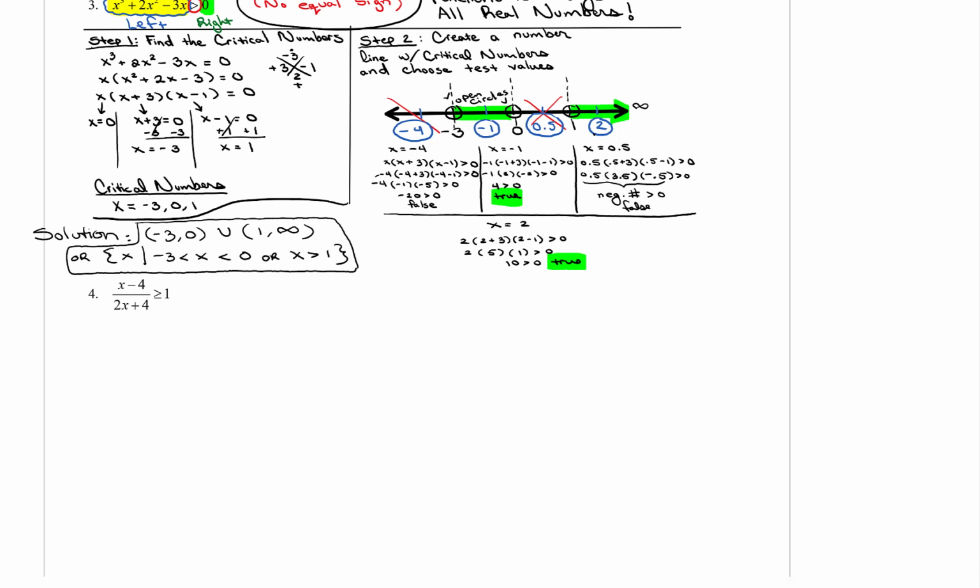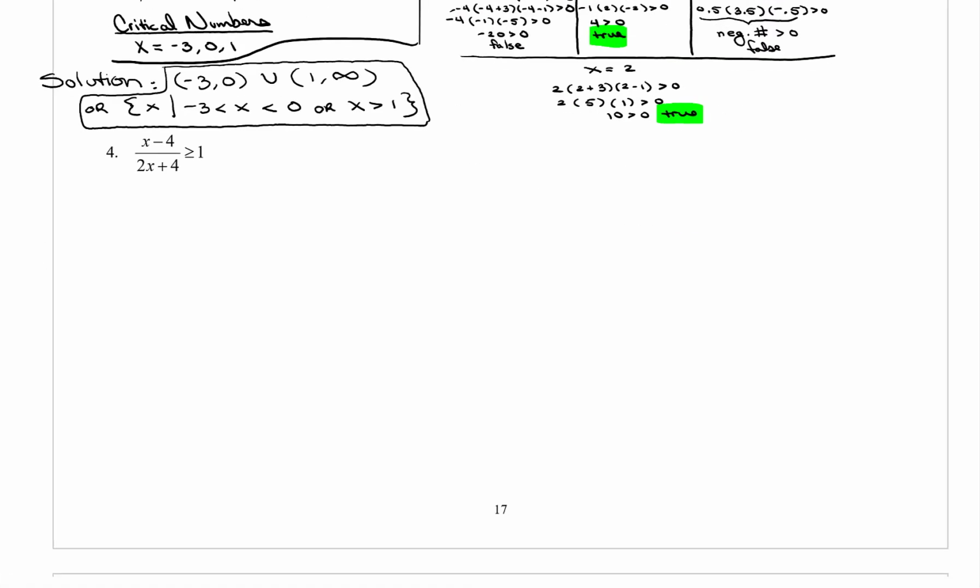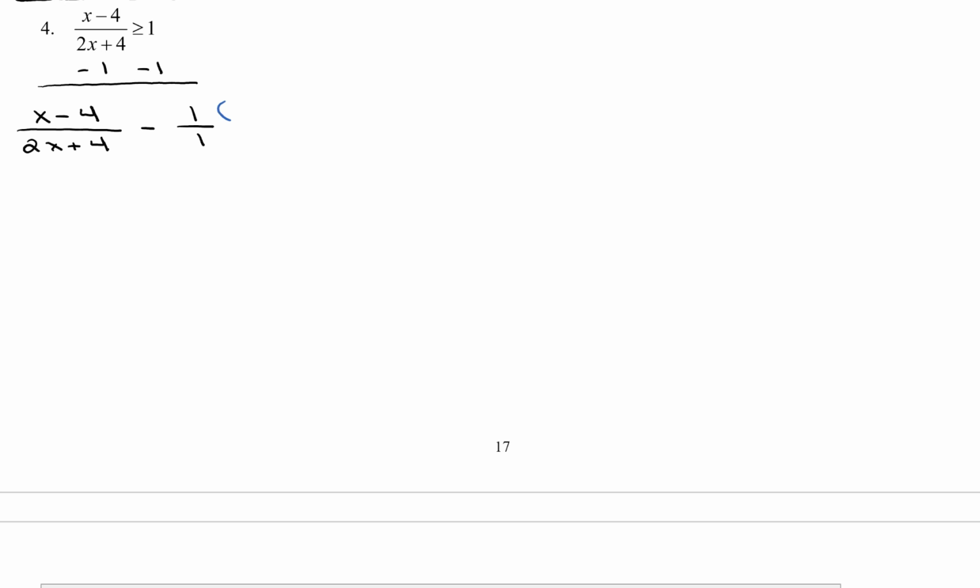All right, number 4. X minus 4 over 2x plus 4. When is this going to be greater than or equal to 1? So remember what our steps were. Our steps were we have to have a 0, right? And we wanted the 0 on the right. So I'm going to subtract 1 from both sides. Now, it also said that you needed to have a single rational expression. Right now, this is 2 rational expressions, so I'm going to have to get a common denominator so I can write this as a single rational expression.